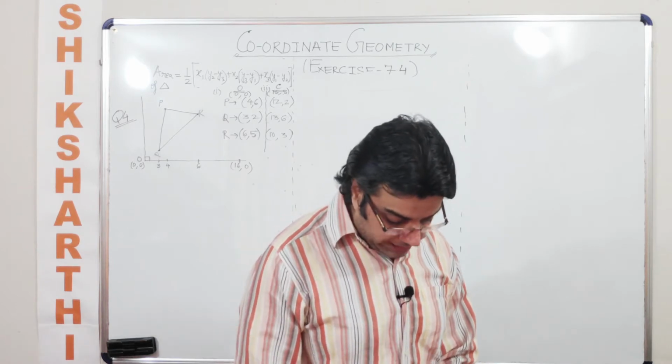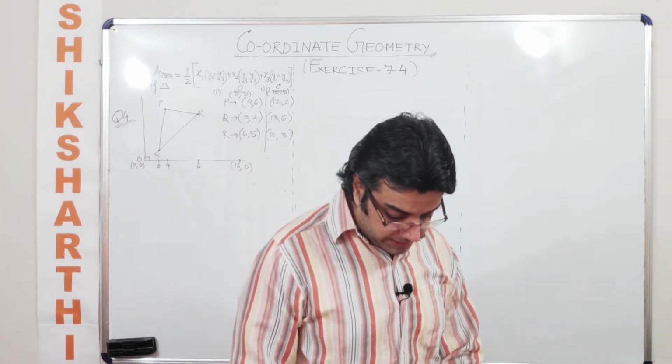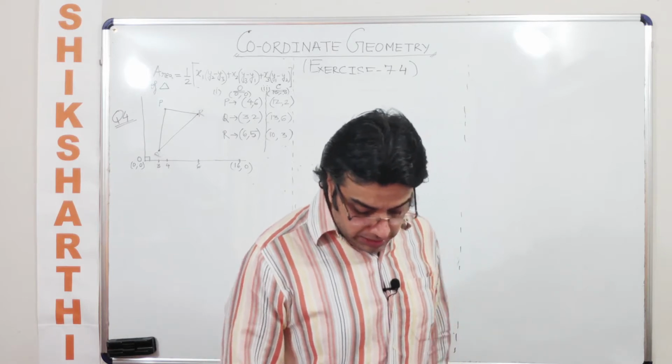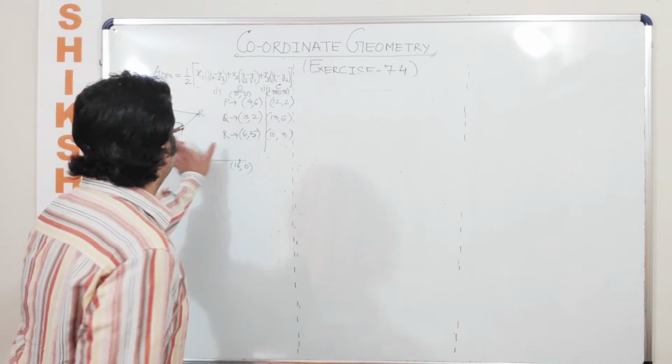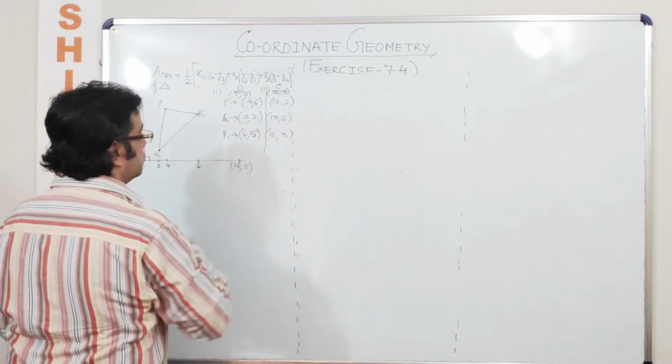Now they are asking you to also calculate the areas of these triangles. What do you observe? Now I am shifting the figure. The area is independent of the shifting of the figure. So the area in any case is going to remain the same.